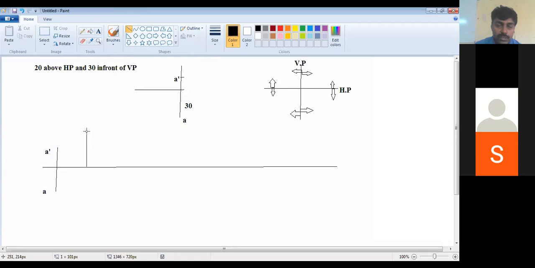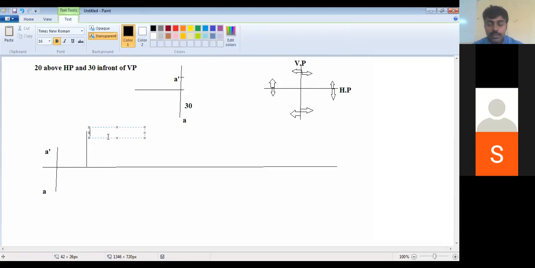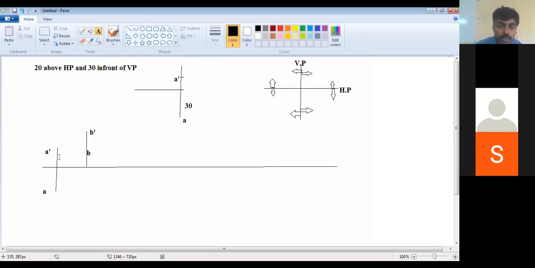I need to mention that B and B dash, both the things, are going to be the same. B dash point. Let me consider B point is here for the second problem like this. Mark the dimensions. Now what they are saying: the distance between the two lines, A and B lines, is 25 mm. Next, C, the gap should be 25.